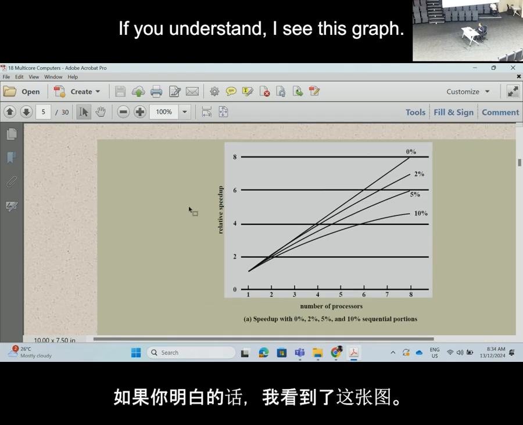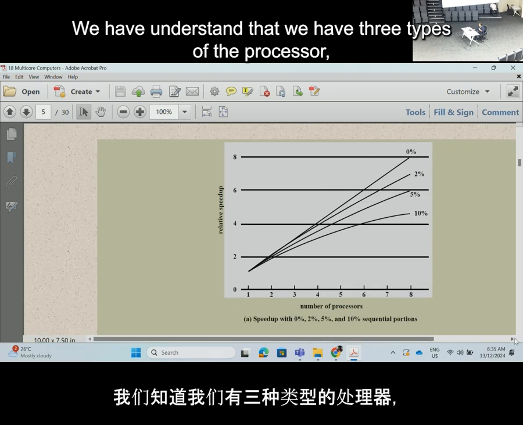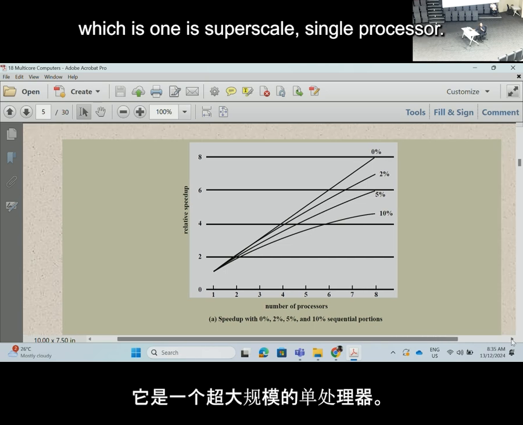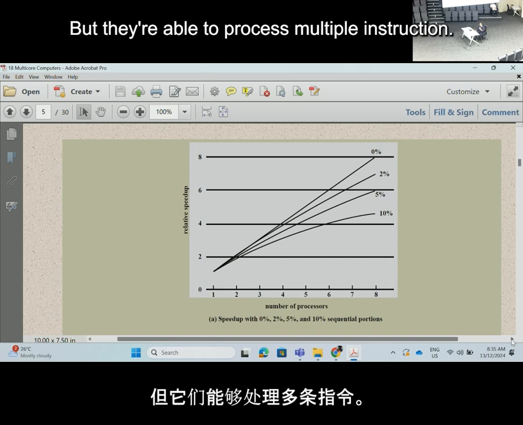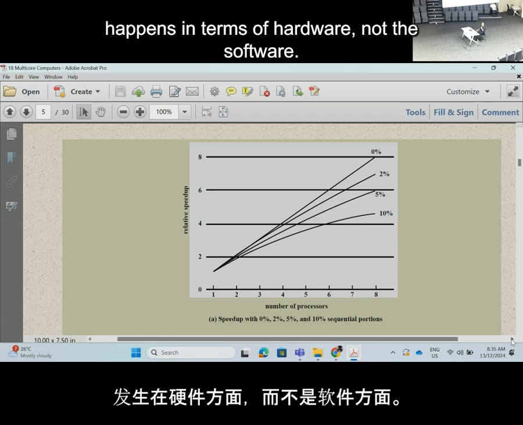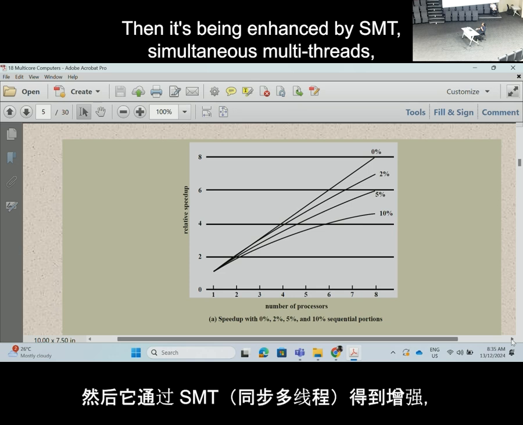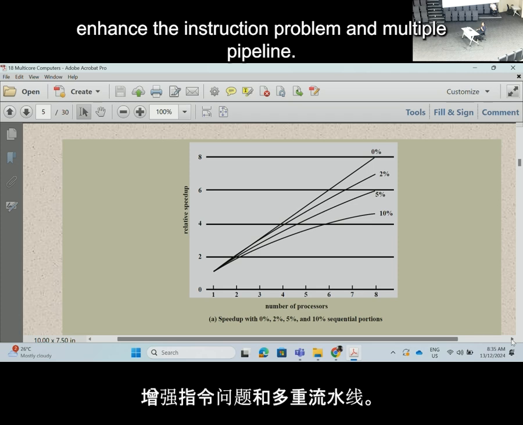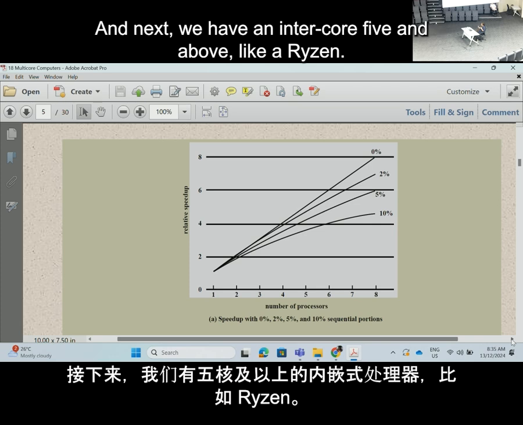In this graph, we understand that we have three types of processor. One is superscalar, a single processor that is able to process multiple instructions. So the focus of instruction issue happens in terms of hardware, not software. Then it is enhanced by SMT, simultaneous multithreading, which focuses more on the thread, enhancing instruction issue and multiple pipelines. Next we have Intel Core i5 and above, like a Ryzen.